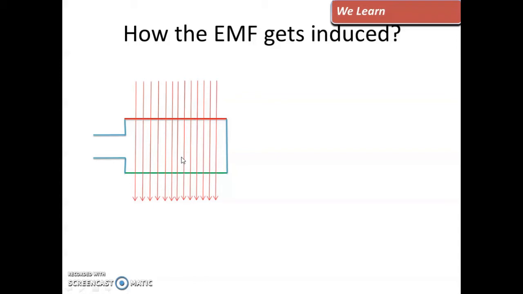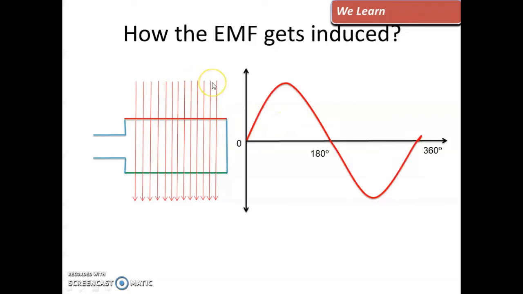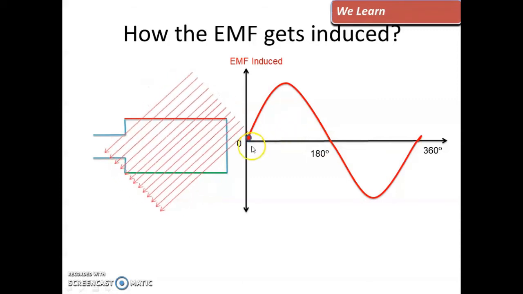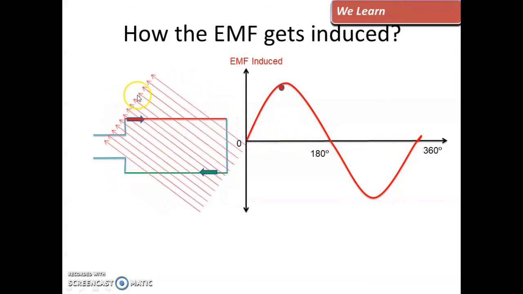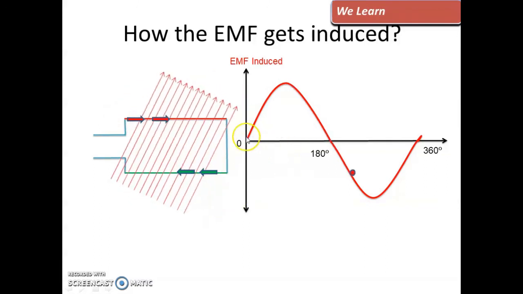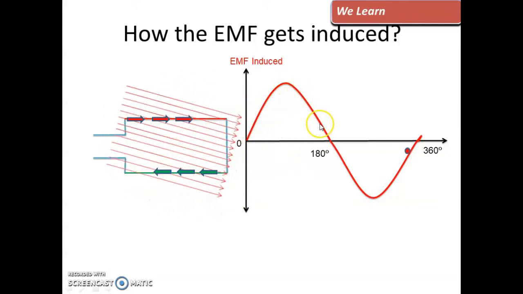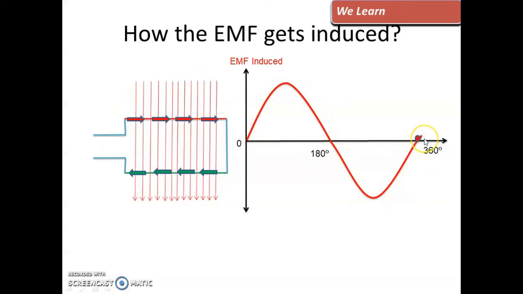So let's try to understand how the EMF gets induced. Here this magnetic field will be moving, and because of this magnetic field moving, the conductors will be cutting the flux and hence EMF will be induced. The EMF induced is sinusoidal. Now you can see that when this magnetic field completes one rotation, the EMF induced in the conductors also completes one cycle. So for one rotation, one cycle of EMF gets induced.